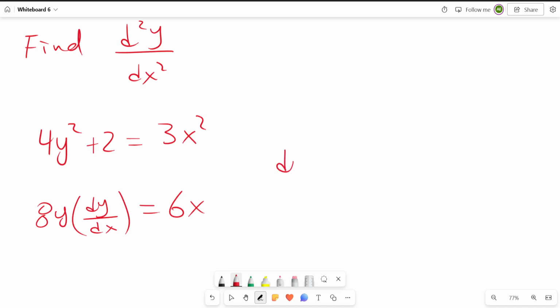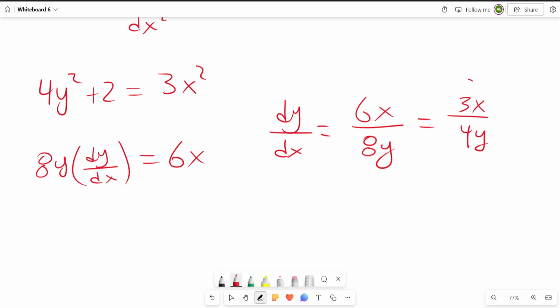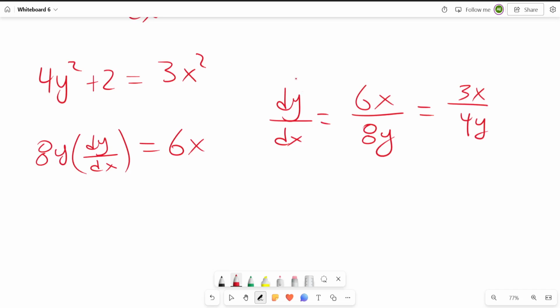So from here I can see that dy by dx is going to equal 6x over 8y, which is basically, divide by 2, 3x over 4y. This is dy by dx. So now I will need to differentiate this again in order to find d squared y by dx squared. So d squared y by dx squared is going to be the differentiation of this, which is, okay, I can see that this over here is a quotient rule.